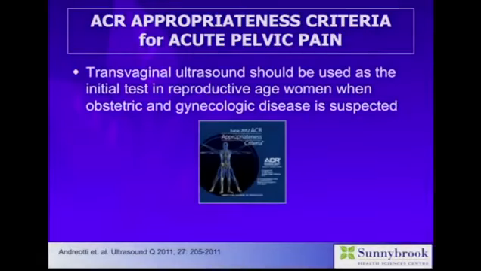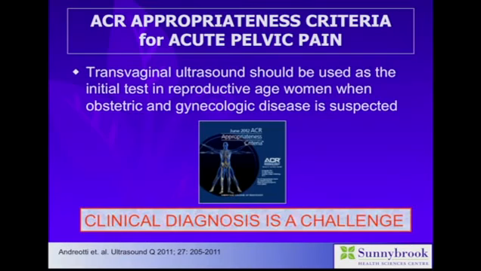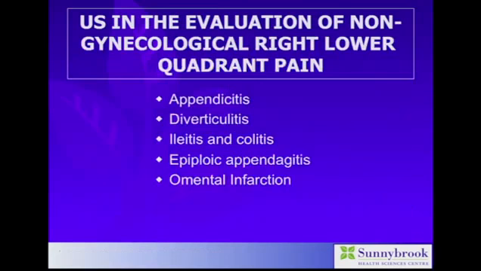The ACR appropriateness criteria for acute pelvic pain state that transvaginal ultrasound should be used as the initial test in reproductive age women when obstetric or gynecologic disease is suspected. However, it's important to recognize that clinical diagnosis is a challenge and that there is considerable overlap between gynecologic and gastrointestinal disease. So whenever I complete a transvaginal ultrasound in a female who has been referred for gynecologic disease and I find normal uterus and ovaries, the next step I always perform is a systematic search of the bowel.